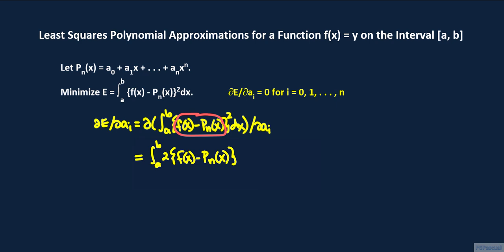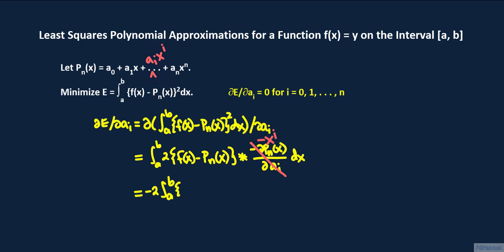f of x does not depend on a sub i. Only p sub n of x does. Hence, we still need to multiply by minus the derivative with respect to a sub i of p sub n of x. Since a sub i is the coefficient of x to the ith power in p sub n of x, minus the derivative with respect to a sub i of p sub n of x is minus x to the ith power. And so the derivative of e with respect to a sub i is minus 2 times the integral from a to b, with the integrand being the difference between f of x and p sub n of x times x to the ith power.